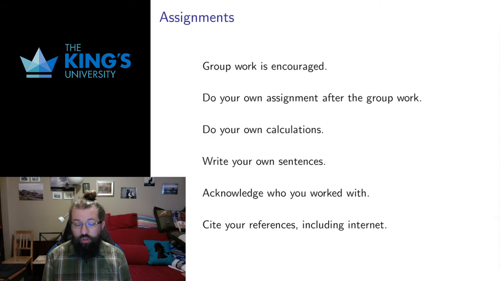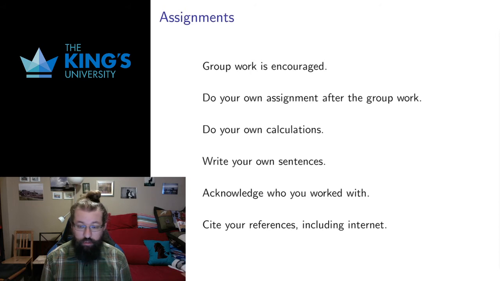That said, after you've worked with your group, you do need to do your own assignment. I said the key idea was to submit your own thoughts and ideas. So work with your group, figure out how to do things, but then go and write up your own assignment, do your own calculations, write your own sentences. With calculations, often if you work with a group, your calculations will end up looking very, very similar, and that's to be expected. Once you've figured out a common way of doing things, the calculations will look similar. However, you need to annotate your calculations. If you've also watched the How to Write an Assignment video, I talk a lot about annotating your calculations.